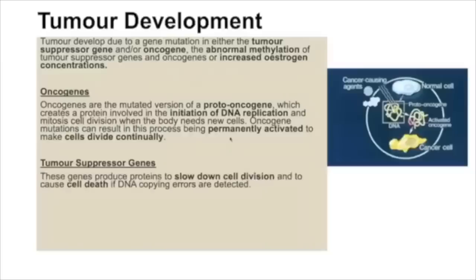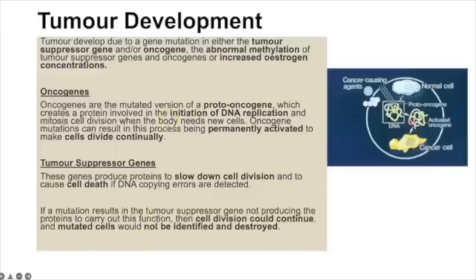Tumour suppressor genes code for proteins which are involved in controlling the cell cycle, and they're involved in slowing down the cell cycle or to cause cell death. Now, if a mutation results in the tumour suppressor gene, that means that protein isn't produced and cell division isn't slowed down, so it'd continue. Mutated cells would not be identified and destroyed.